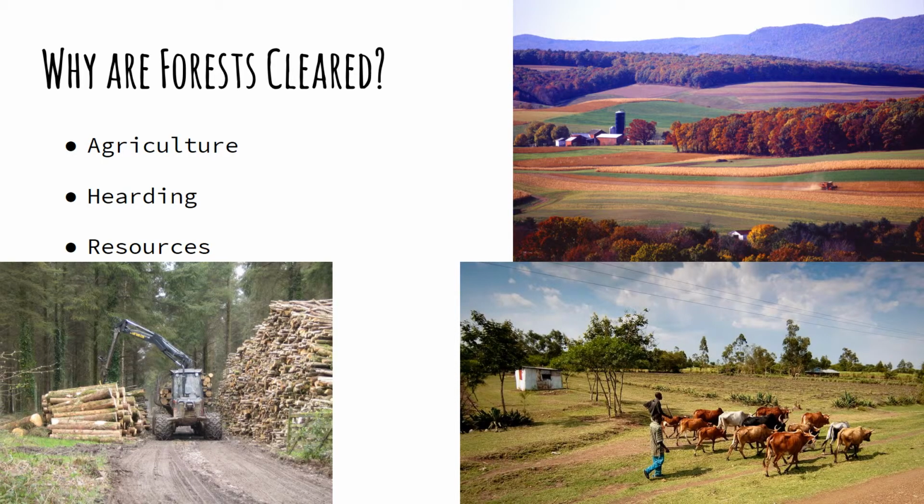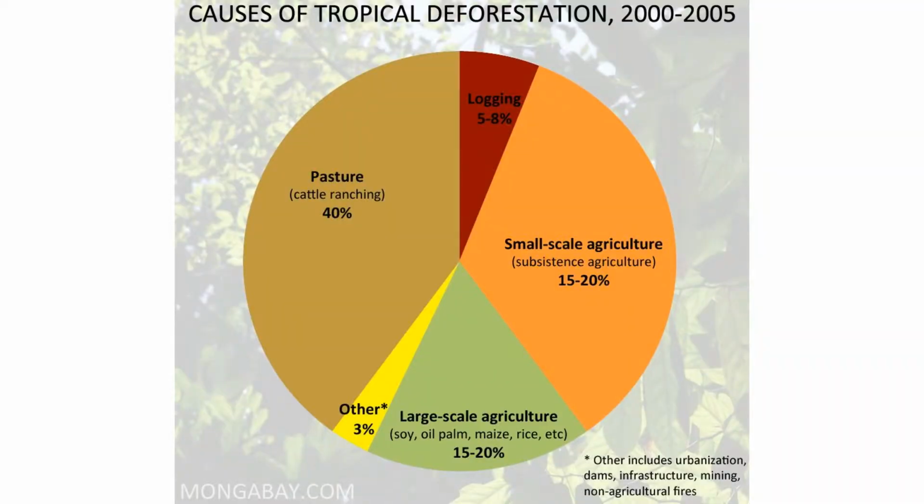Why are forests cleared? Forests are cleared for agriculture, herding, and different resources. Some of these resources include forestry, mining, and other valuable imports and exports. These are different causes of tropical deforestation, mainly again from ranching, agriculture, and economic use in logging.